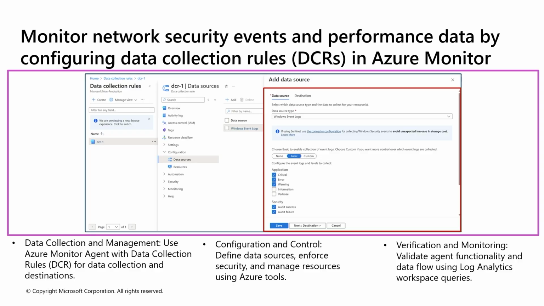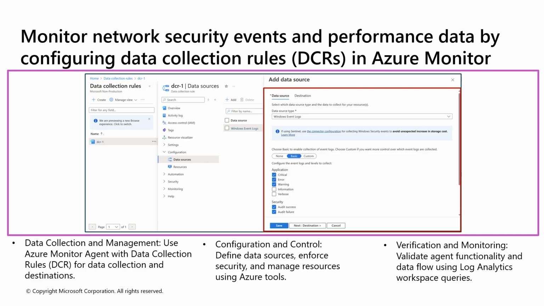Microsoft Defender for Cloud provides comprehensive network security monitoring capabilities. It helps you detect and respond to potential threats by analyzing network traffic and identifying suspicious activities. This includes monitoring for unusual patterns, such as unexpected data transfers or connections from unknown IP addresses.